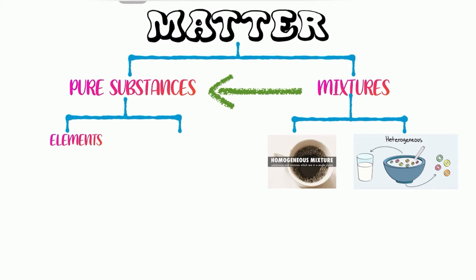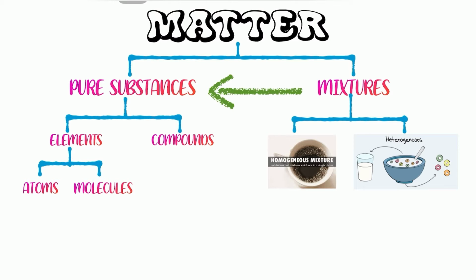There are two types of pure substances, elements and compounds. An element is a pure substance that consists of only one type of element. And a compound is a pure substance that consists of more than one type of element. Elements can exist in the form of atoms and molecules.